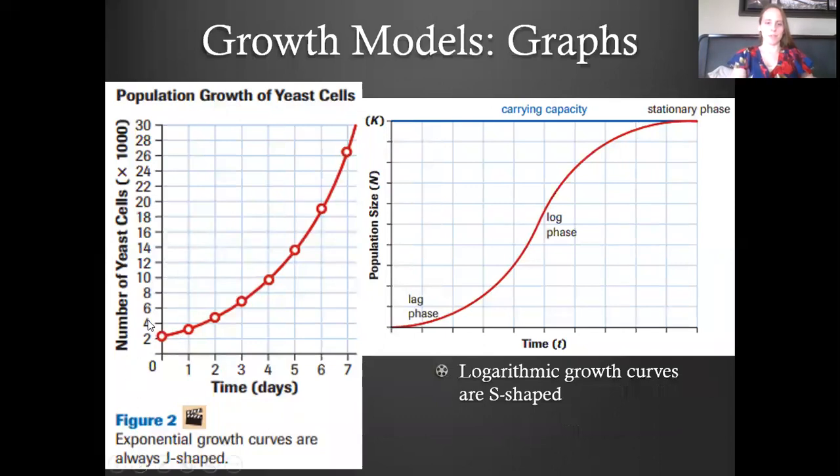So again, this is what it would look like on the left here. We've got an exponential growth curve of some yeast cells, and then we've got our logarithmic curve on the other side with the lag, log, and then stationary phase.